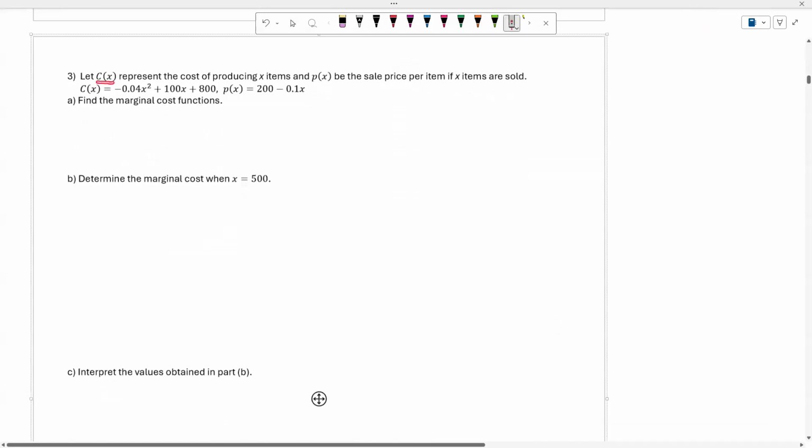Now I would like to let C of x represent the cost function of producing x items, and this p right here is the sale price per item. Again, this small p is not the profit. It is the sale price per item if x items are sold. So this is the sale price, and this is the cost function. Then let us work on our first example.